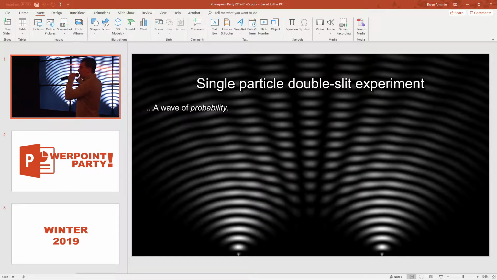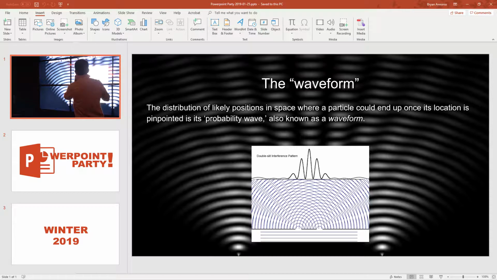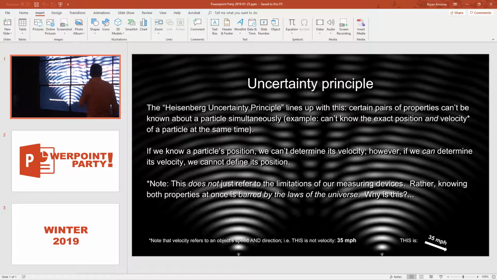A wave of probability. So, the distribution of likely positions in space where a particle could end up once its location is pinpointed is its probability wave. This is also known as a waveform. So for example here, when you have two waves interfering with each other, here it's like the back wall with the white and black stripes. This is where a particle is most likely to end up. This is slightly less likely, this is less likely, this is extremely not likely, and it goes on like that actually for infinity.